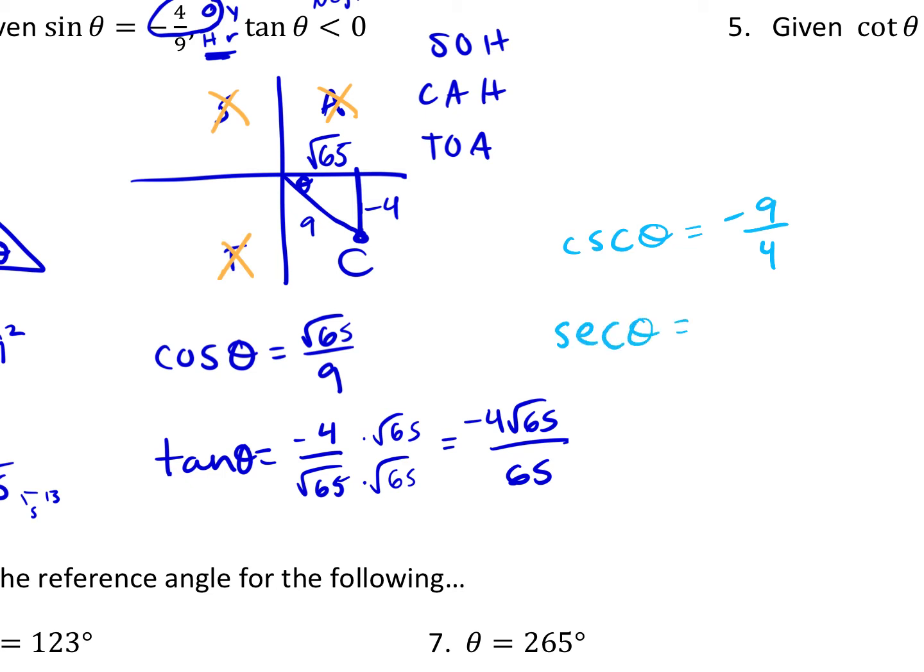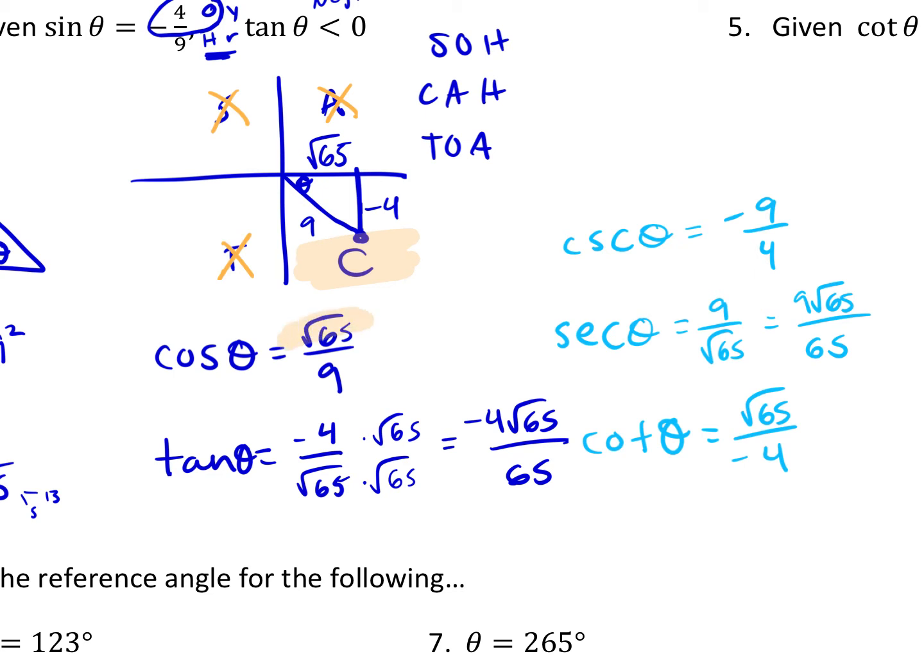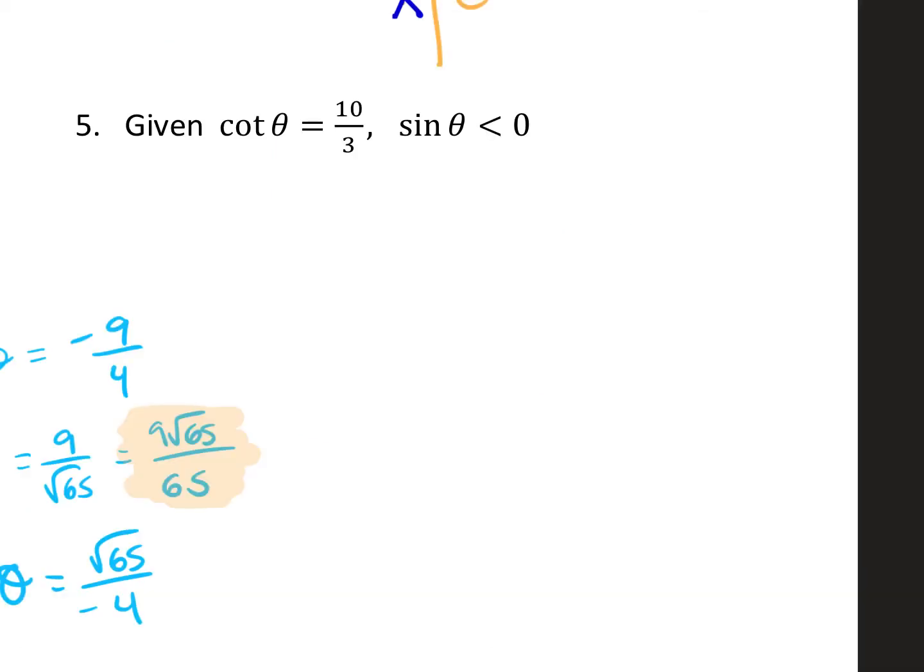Next, secant is the reciprocal of cosine. So that would be 9 over square root 65. So 9 square root 65 over 65. And then cotangent is the reciprocal of tangent. So square root 65 over -4. You can always double check your signs at the end. We know that we're in the 4th quadrant. So cosine and its reciprocal are the only ones that are going to be positive. Everything else is negative. So you can always double check your signs at the end.